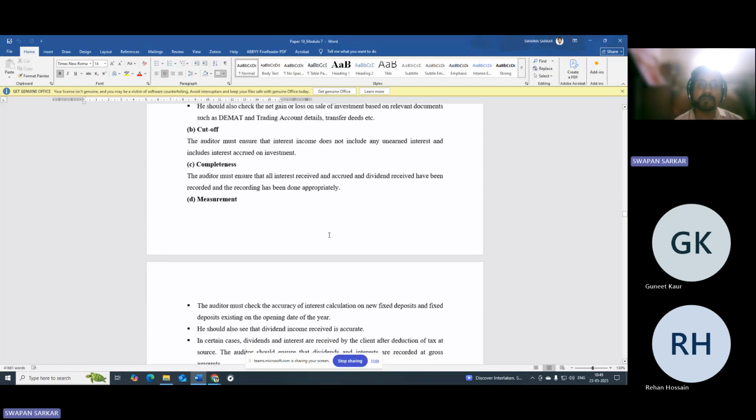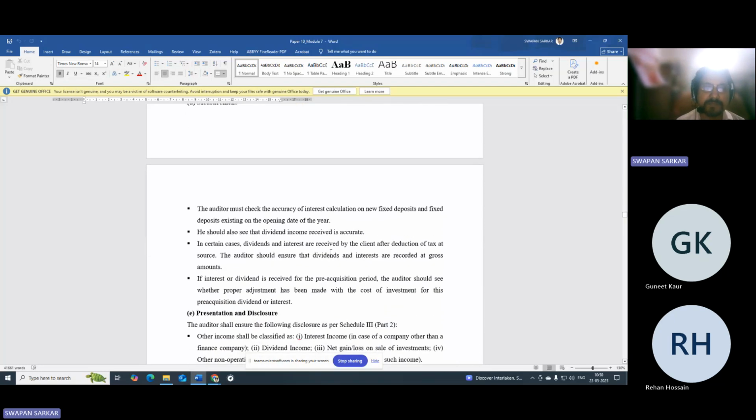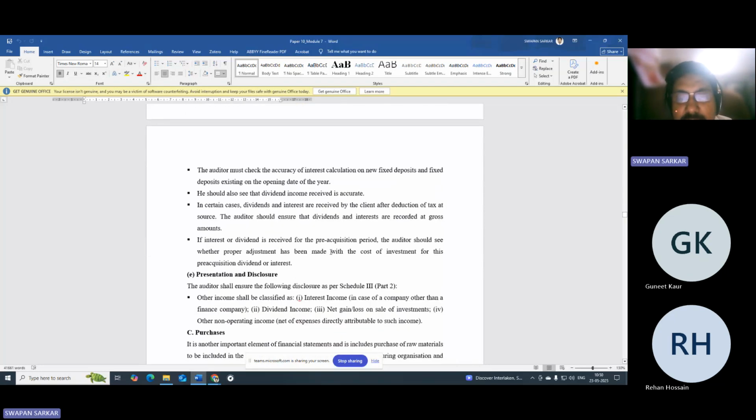Then, completeness. The auditor must ensure that all interest received and accrued and dividend received have been recorded appropriately. Finally, measurement. The auditor must check the accuracy of the interest calculation on new fixed deposits and those existing on the opening date of the year. He should also see that the dividend income received is accrued accurately.